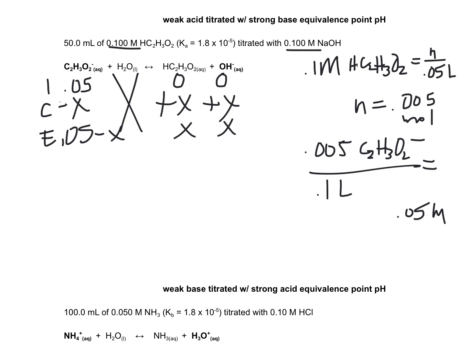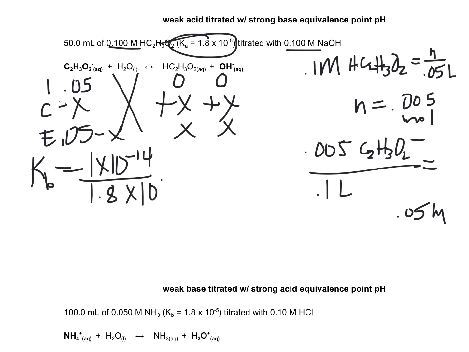Okay, and now, because this is the conjugate base of the acetic acid, to solve for X, we need a Kb. Now remember, we talked about if you have a Ka and you need a Kb, we can take 1 times 10 to the negative 14th and divide it by that Ka value of 1.8 times 10 to the negative 5th. That gives you a Kb of 5.6 times 10 to the negative 10th. Now you're ready to solve for X.